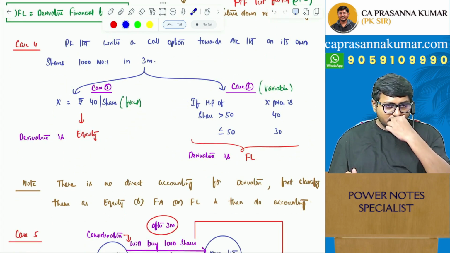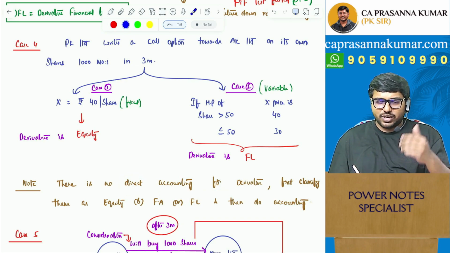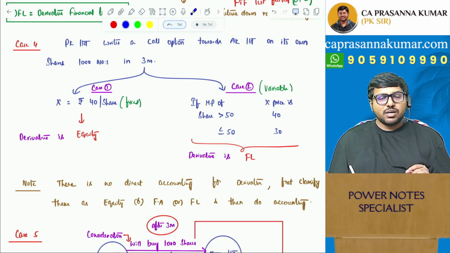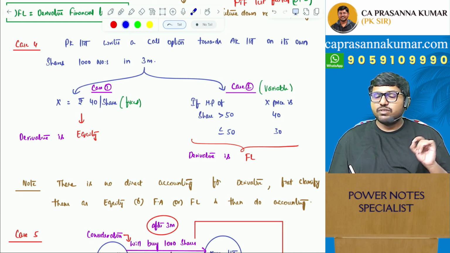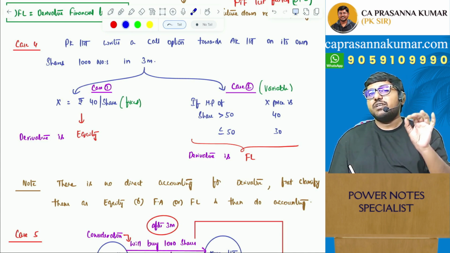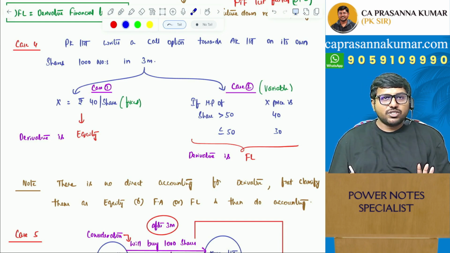Okay. Now, one more important point that you have to note here is that there is no direct accounting for derivative. This you will see in Ind AS 109. Still, we did not go there. Because I told you derivative can be a financial asset, derivative can be a financial liability, derivative can be a equity instrument. So first you need to figure out what kind of a derivative it is. If it is a financial asset, that accounting will be done. If it is a financial liability, that accounting will be done. If it is an equity instrument, that accounting will be done. You understand the point? I hope it is clear.